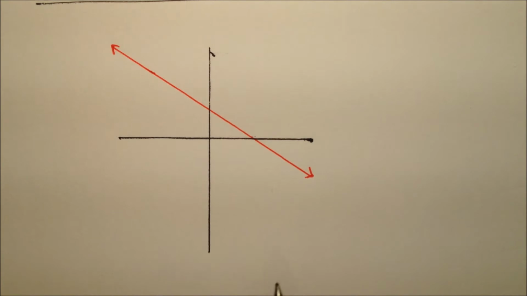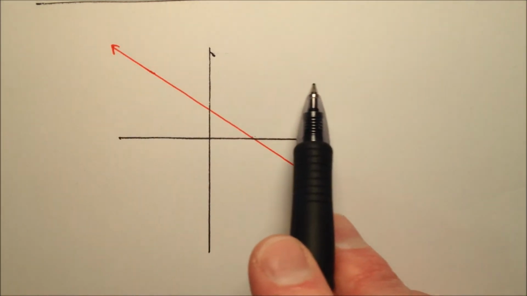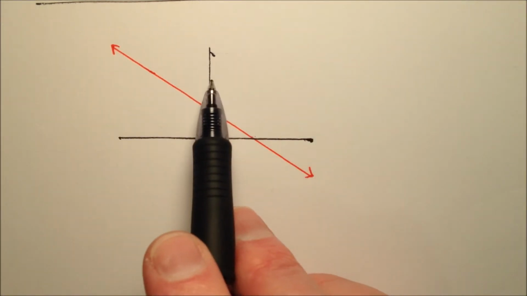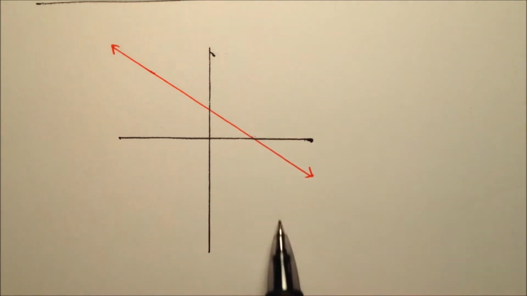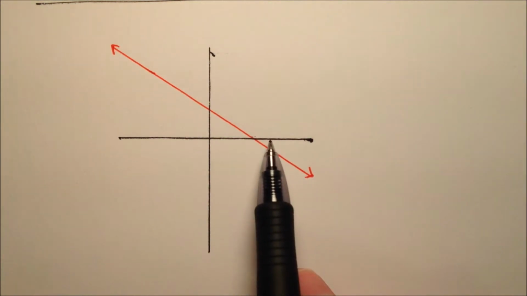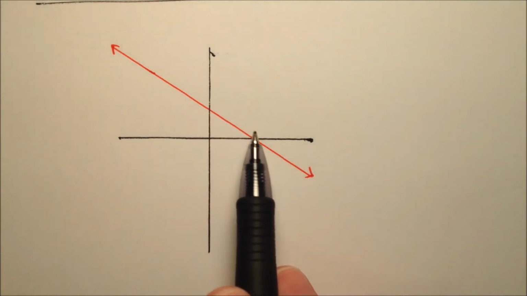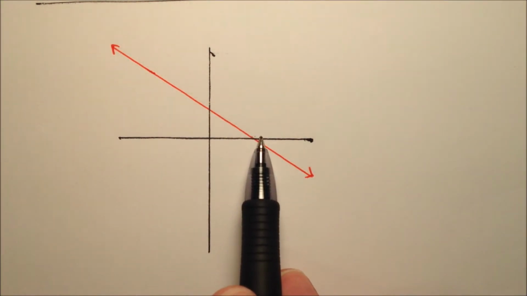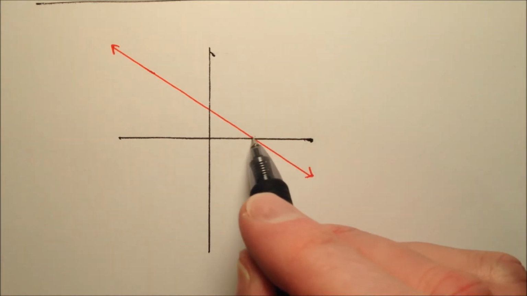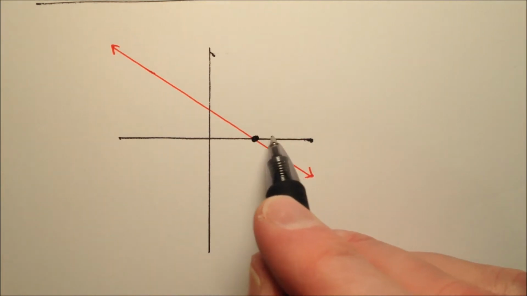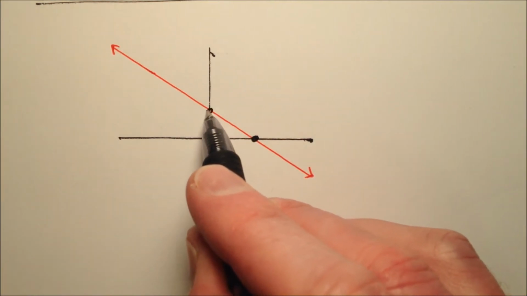The only exception to this is a horizontal line will have only a y-intercept, or a vertical line will have only an x-intercept. But as long as you're dealing with a linear equation that has both an x and a y, then it's going to be a line that's going to cross both the y-axis and the x-axis. And it will do so at these points, the x-intercept and the y-intercept.